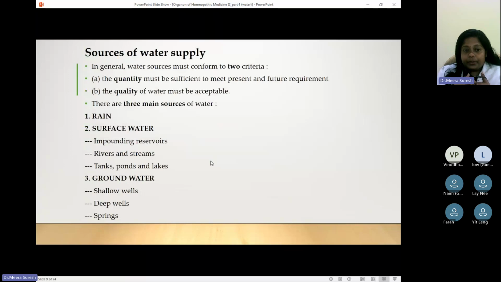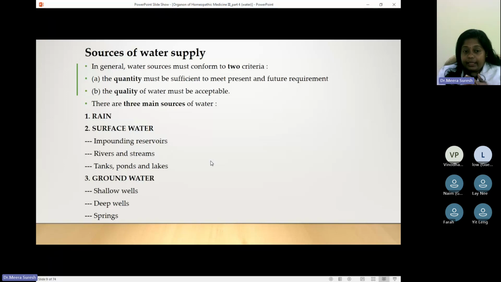Then sources of water supply. In general, when we call something a water source, it should fulfill two criteria. One is regarding the quantity and another is regarding the quality. The quantity of that particular water source should be perennial, able to meet the present and also future requirement. The quality of the water that we are getting from that source should be acceptable. Only when the criteria regarding quantity and quality are satisfied do we call it a source of water.